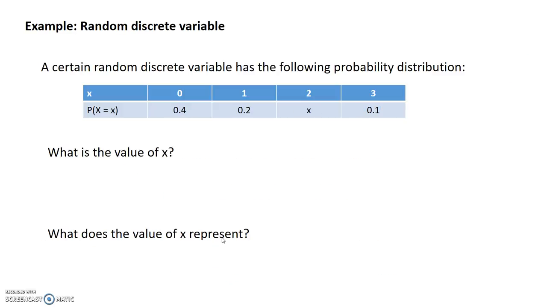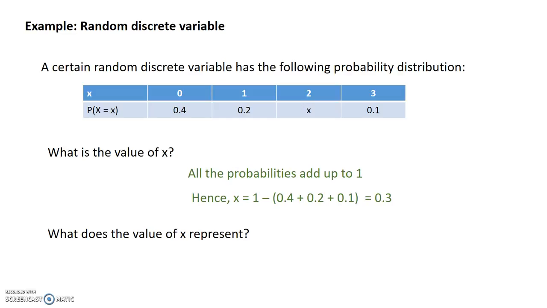Okay, here's a new example where we don't know what the scenario actually is, but it's distributed like this: 0, 1, 2, 3, and the probability of each. One probability is missing. How do I work it out? Well, like I said about a minute ago, all those probabilities have to add up to 1, so we just do 1 minus the rest of them, and we get 0.3.